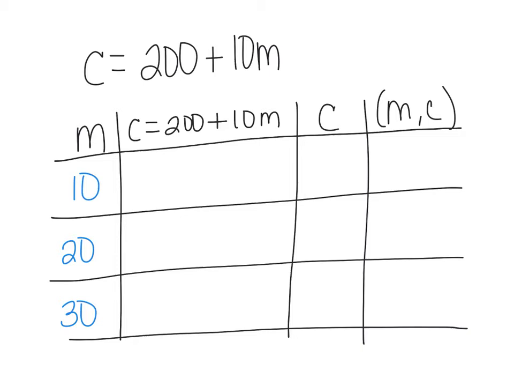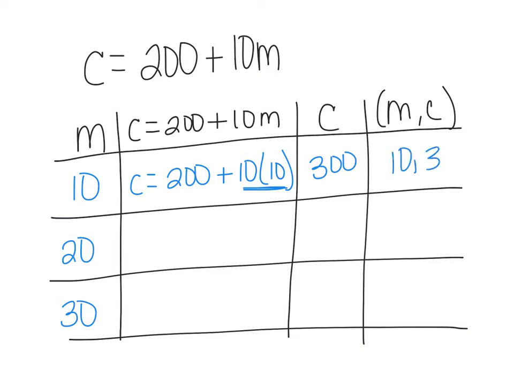So I'll do my first line. C equals 200 plus 10 times 10, because remember, I've chosen 10 for M in this line. So I multiply first. 10 times 10 is 100, plus 200 would be 300. This tells me if I spend 10 minutes on the elliptical after lifting weights, I would have burned a total of 300 calories. So my ordered pair is M, C, which is 10, 300.